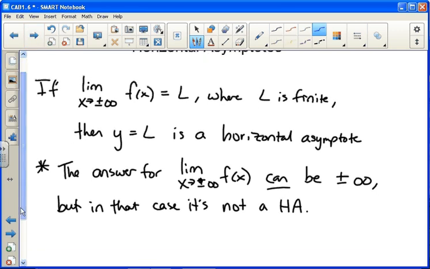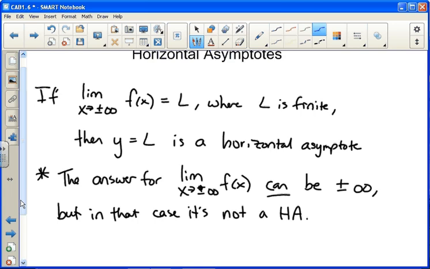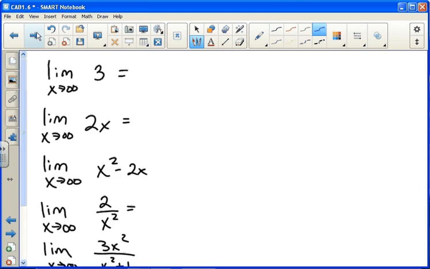as x approaches infinity. So for this first one, the limit as x approaches infinity of 3, well, just think about what 3 looks like as a function. It's just a horizontal line. Well, as you approach infinity, it just stays at 3 forever and ever, so the limit is 3. So that's kind of a trivial case, but this would be its own horizontal asymptote.